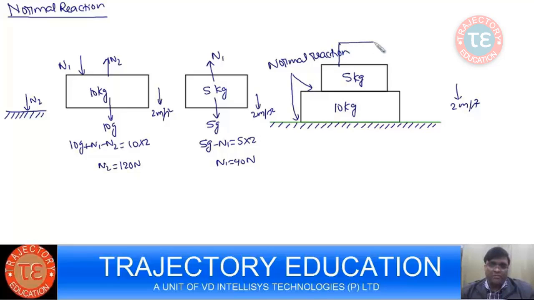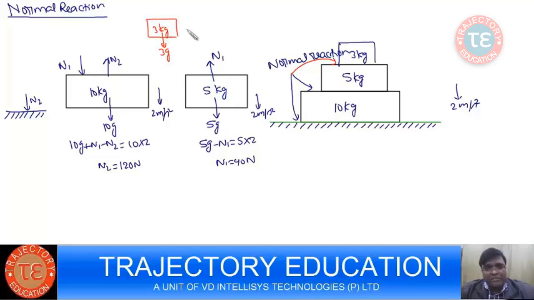Now suppose in the same problem, if I keep a body of say mass 3 kg, and now I ask you, you just tell me what is the normal reaction acting on these three interfaces, right? How will you do that? I'll proceed in very similar fashion. I'll have one more body of 3 kg, right?